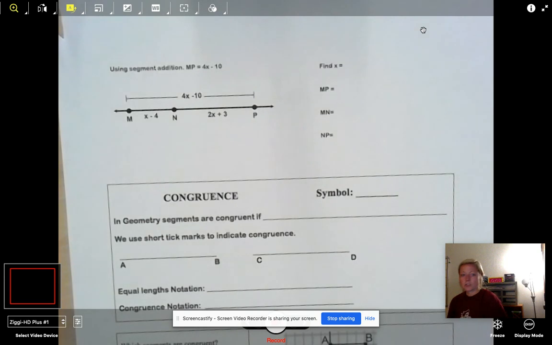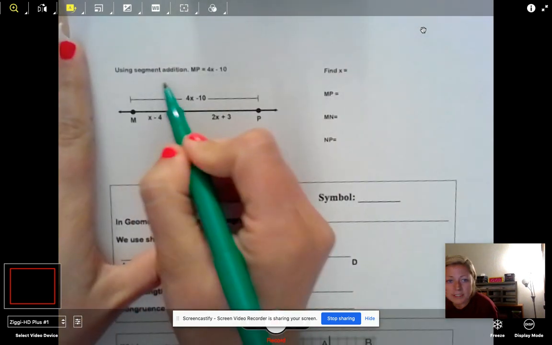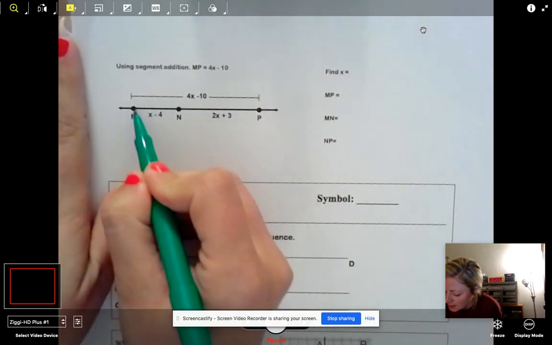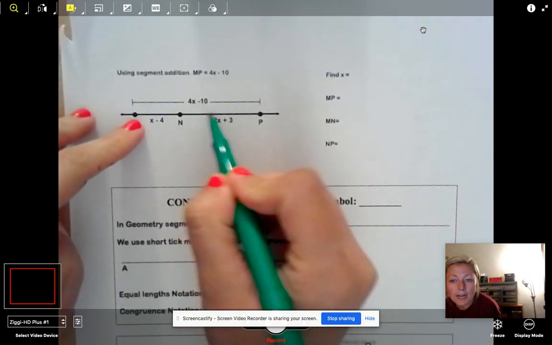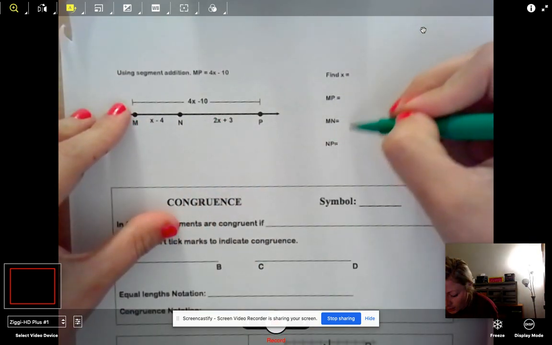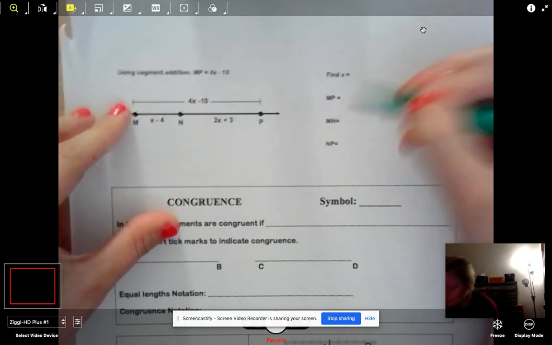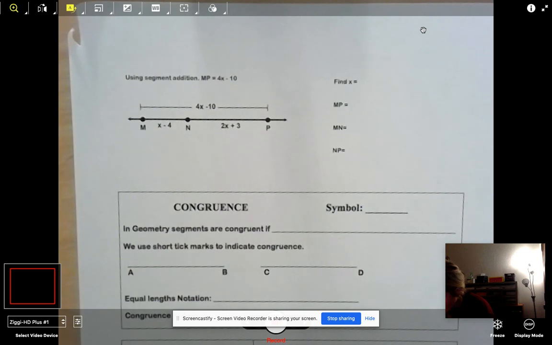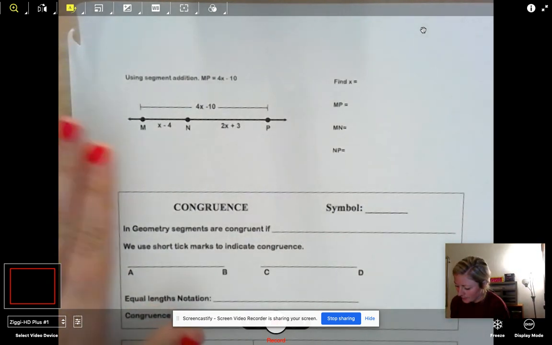Okay, so we're going to use that whole idea of breaking up our segment into parts that we know to find missing pieces. So it says use segment addition, and we're told that MP, so the length of the whole thing, is equal to 4x minus 10. And our job is to find all of these different pieces. So let's break this down a bit, okay?